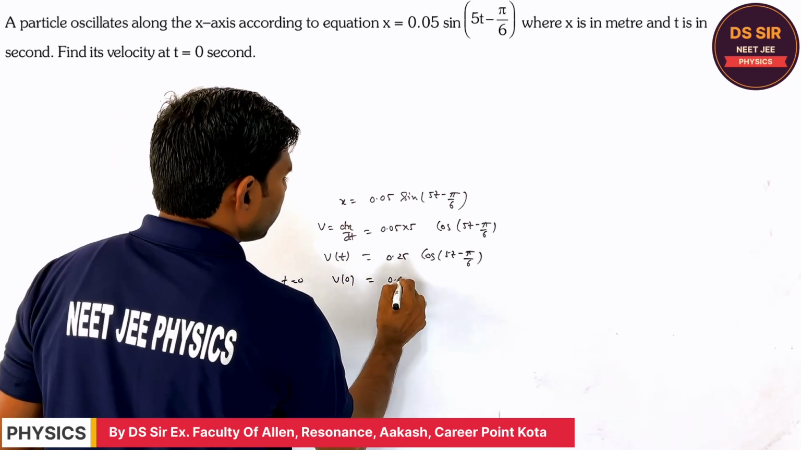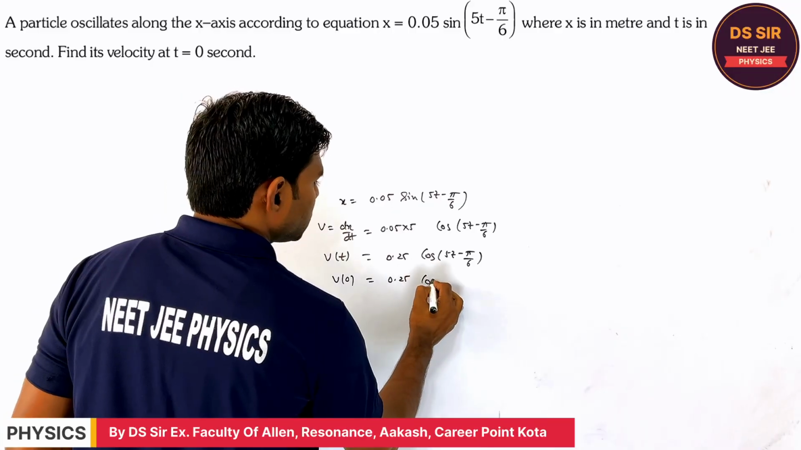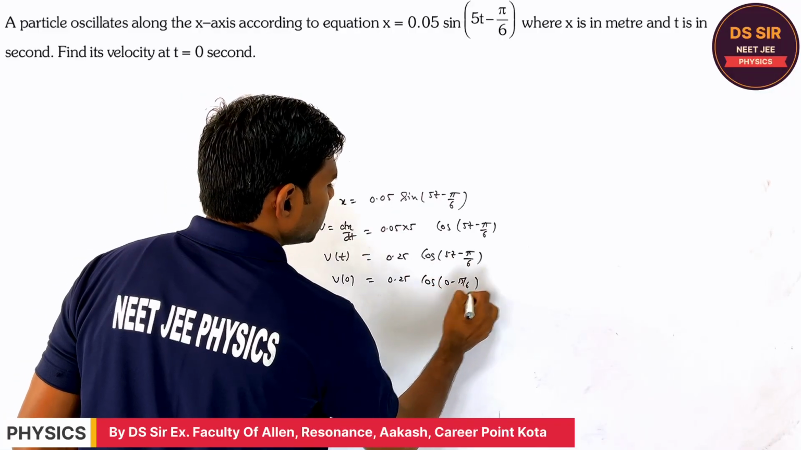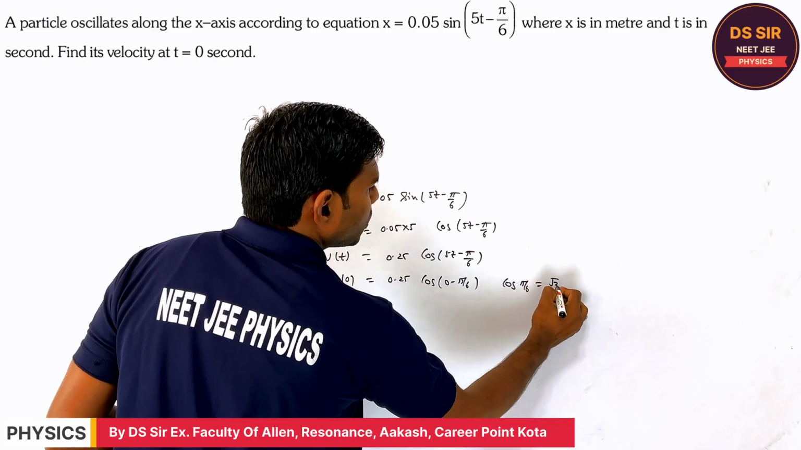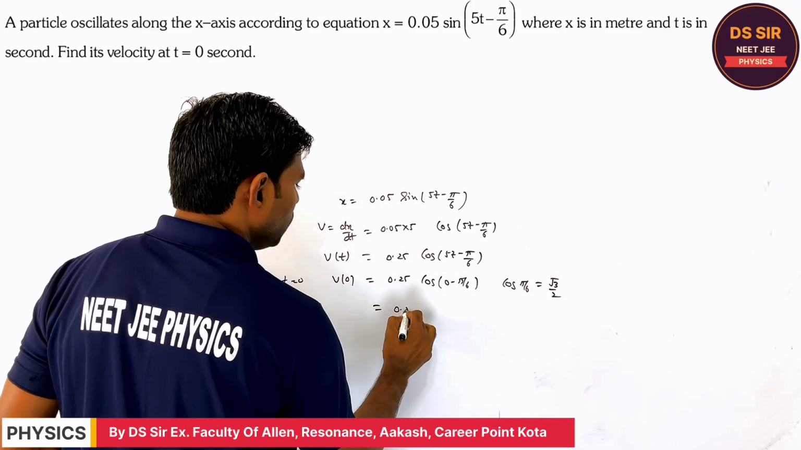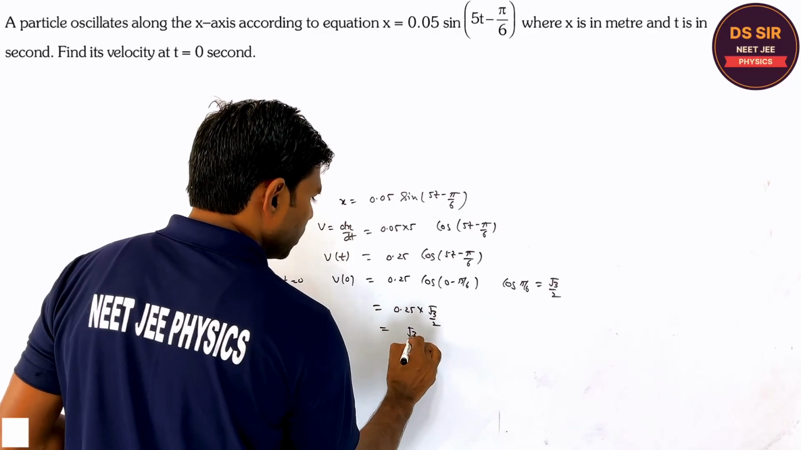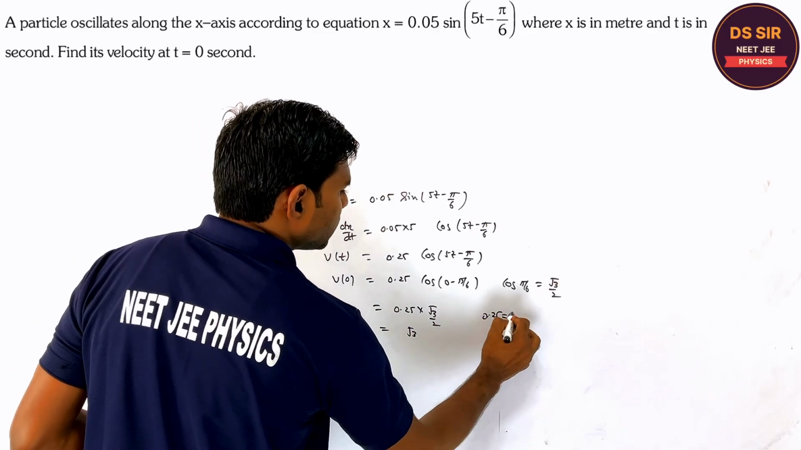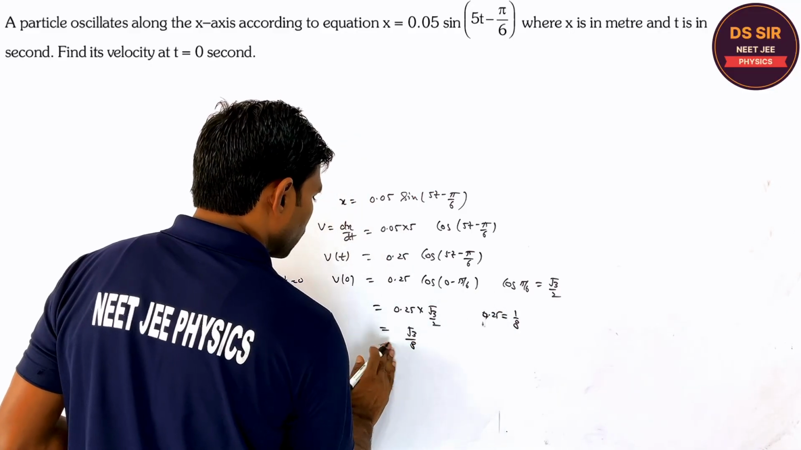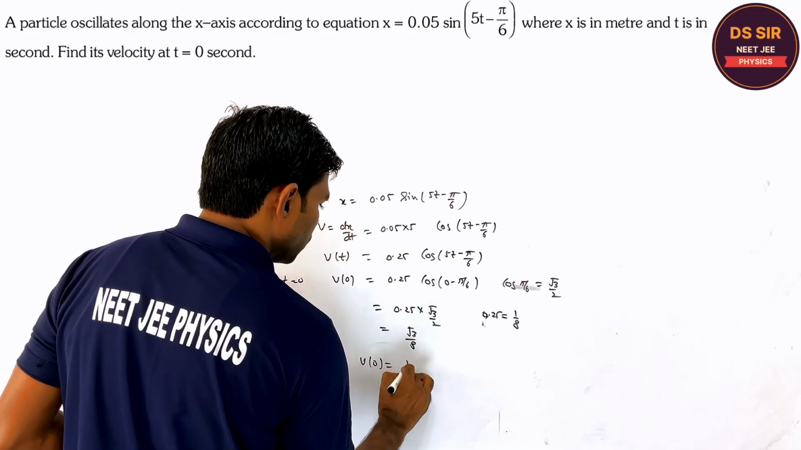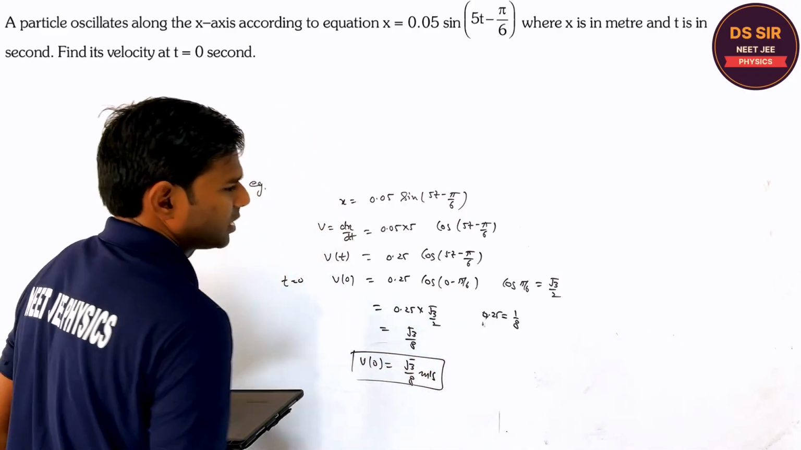And at t is equal to 0, the velocity you have to find is 0.25, right? And cos 0 minus pi by 6 is equal to cos pi by 6, cos 30, meaning root 3 by 2. So 0.25 into root 3 by 2. Is it clear? So 0.25 may be written as 1 by 8. Getting or not? So velocity at 0 is root 3 upon 8 meter per second, the correct answer.